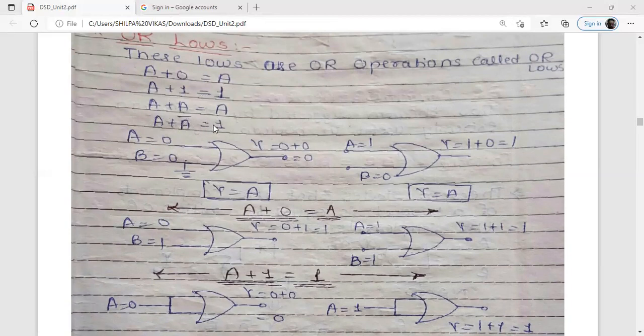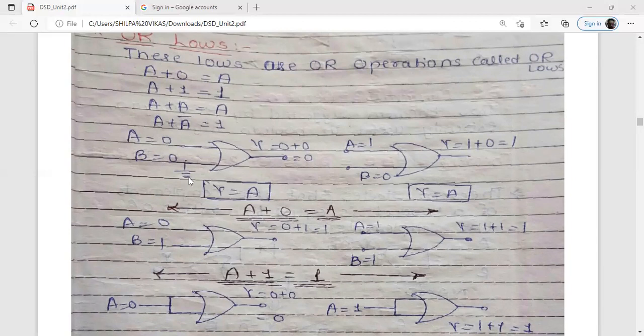So first law, y is equal to a. One input is 0, so y equals a plus 0, which is equal to a. So if we set one input as 0 and change the other input from 0 to 1.